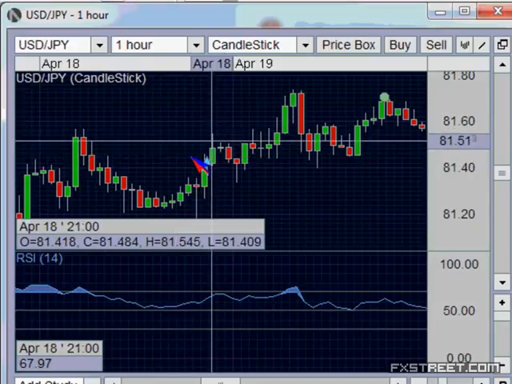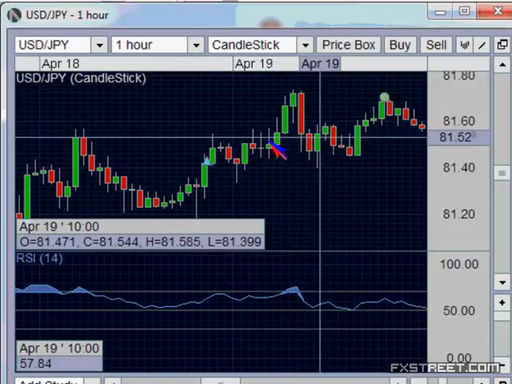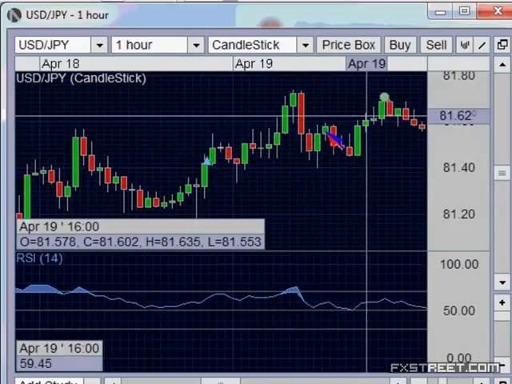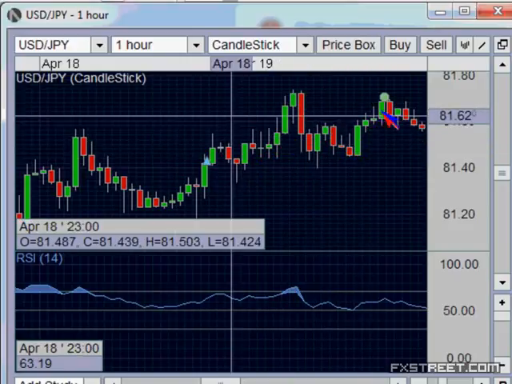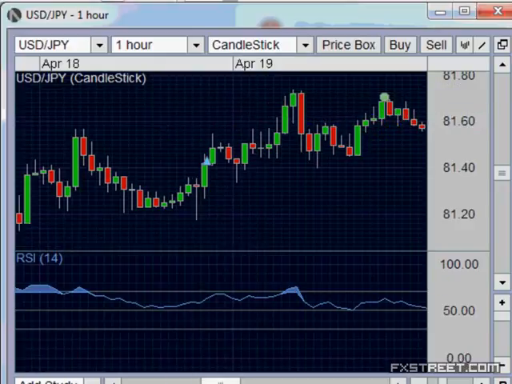Anyway, so here's a yen trade from the 18th. Again, a very long time to develop the trade. 1, 2, 3, up to 20. 24 hours, really, a full 24 hours to develop this trade.